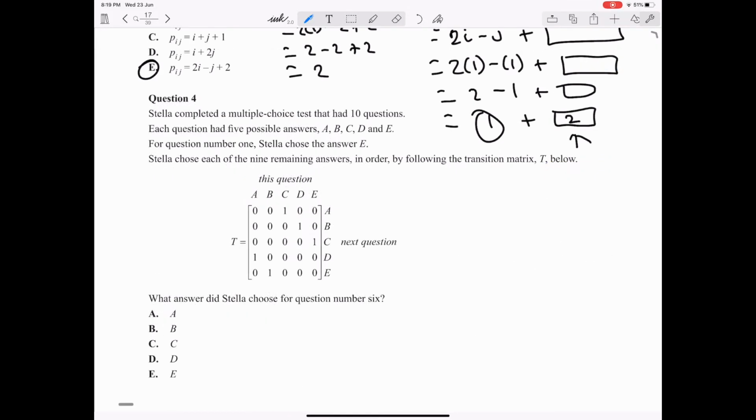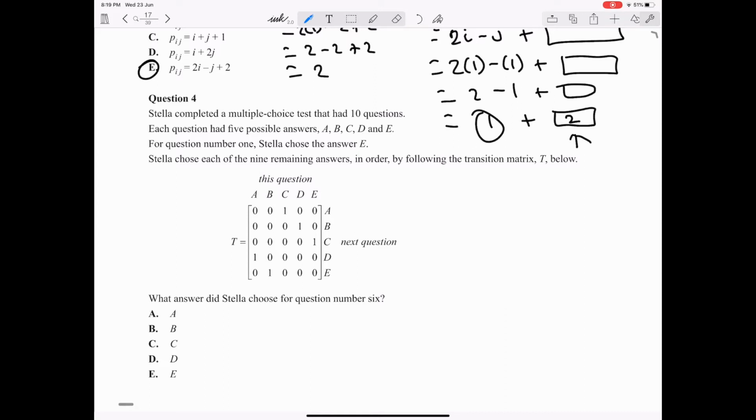Question 4. Stella completed a multiple choice test that had 10 questions. Each question had 5 possible answers, A, B, C, D, and E. For question number 1, Stella chose the answer E. Stella chose each of the 9 remaining answers in order by the following transition matrix T below. What answer did Stella choose for question number 6?